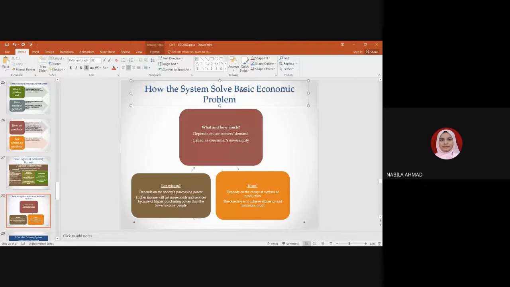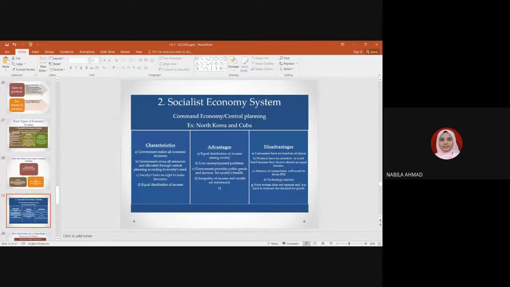How to produce, kita akan gunakan untuk negara yang implement capitalism ni digunakan cheapest methods of production to achieve efficiency and to maximize profit. And for whom to produce depends on the purchasing power, kuasa membeli. So higher income people will get more and lower income people will get less because of the purchasing power tersebut lah. Right? Okay, yang seterusnya, okay, kita continue dengan socialism.